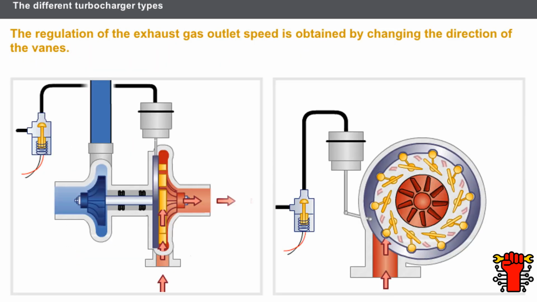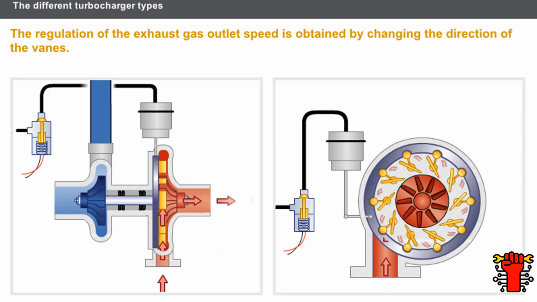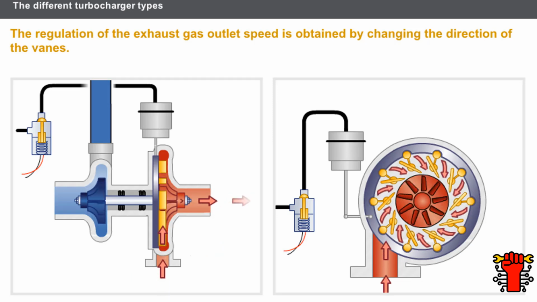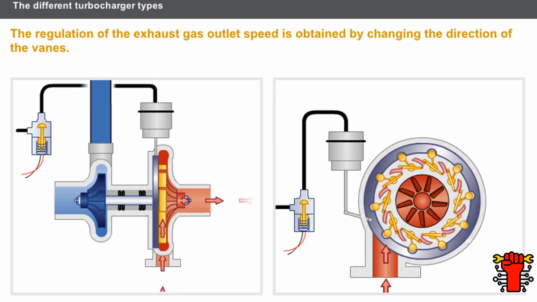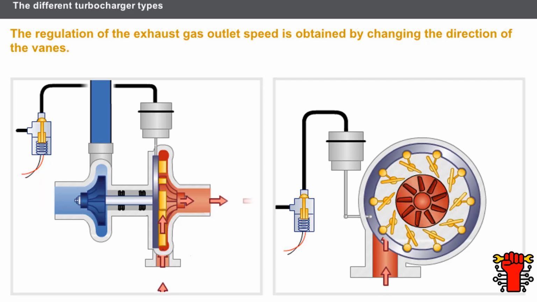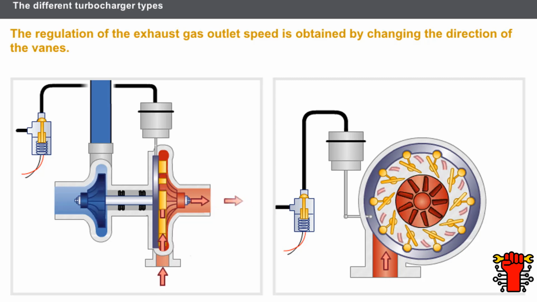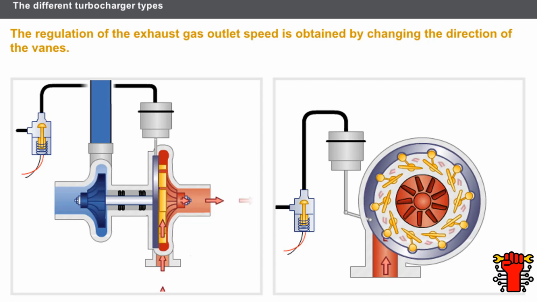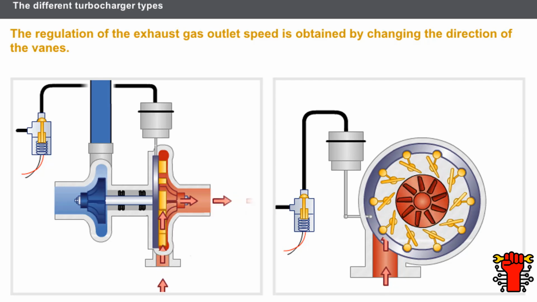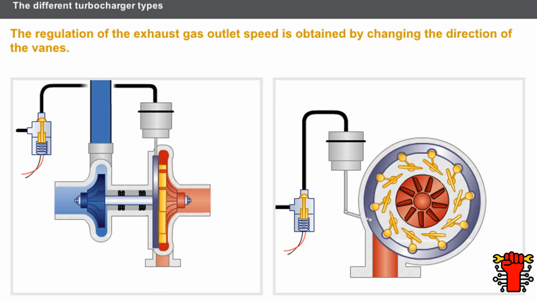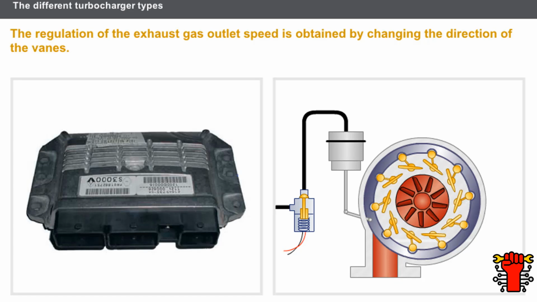The vanes are found on the turbine. The regulation of the exhaust gas speed is obtained by changing the direction of the vanes. The direction of the vanes is changed by the injection computer to increase or decrease the turbine rotation speed according to the engine load. The injection computer controls the vanes around the pneumatic control.